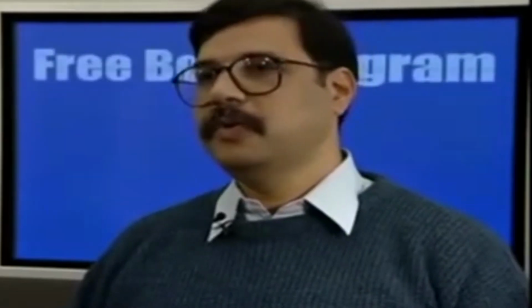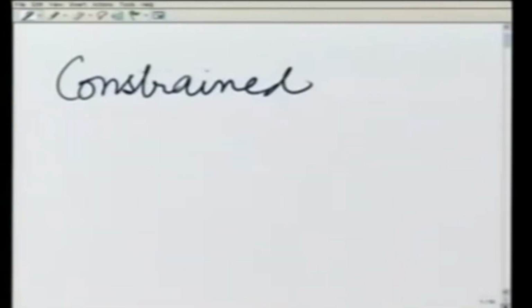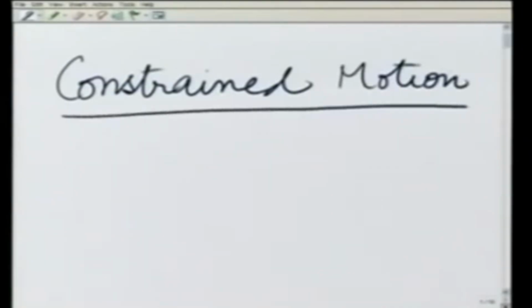In the previous lecture, we talked about two different coordinate systems that we use to describe the motion of a particle moving under the influence of a force. In this lecture, we start with how to solve the equation of motion when the particle is moving under constraints. So what we are going to talk about is constrained motion. And I'll explain to you what we mean by that and how we go about solving this.